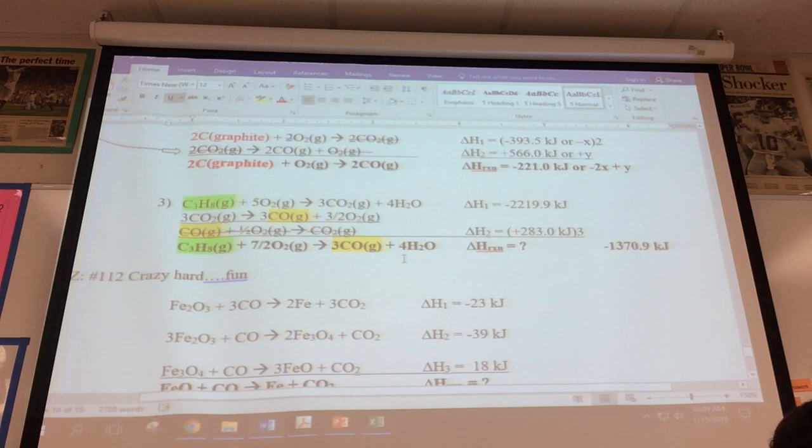Let's see if it works now. I've got 4 waters. That's a good sign. Let's check out those oxygen. I have 5 oxygen here and 3 halves oxygen here. 5 is the same thing as 10 halves, right? 10 halves minus 3 halves would be 7 halves. And now I just sum this out.